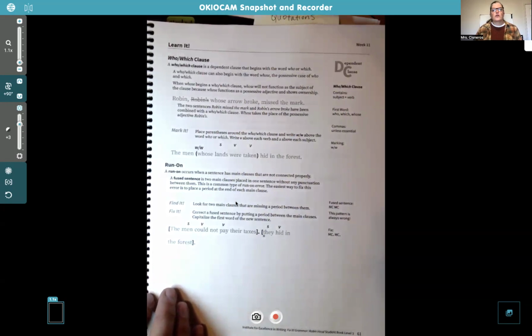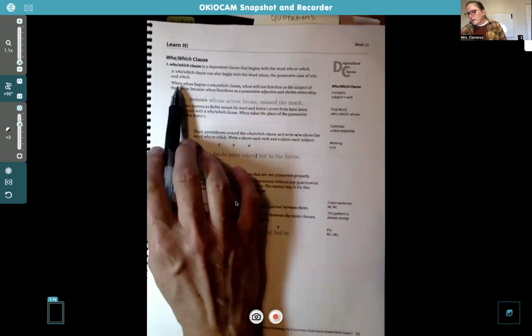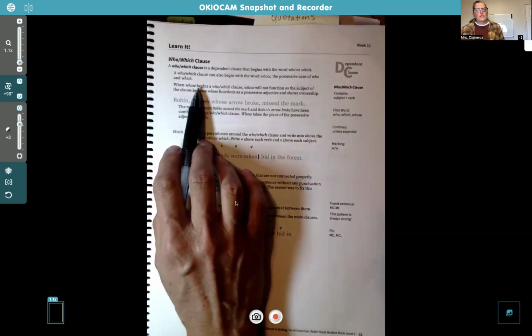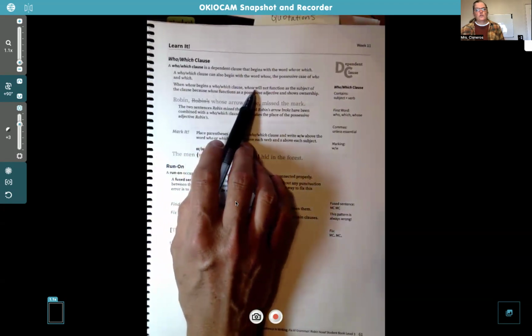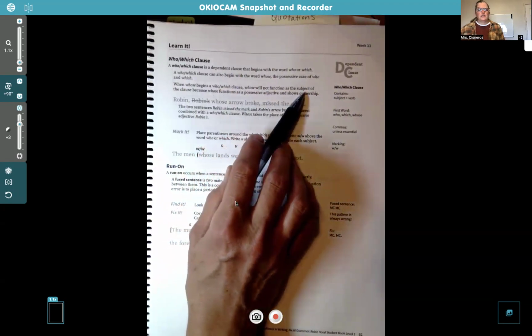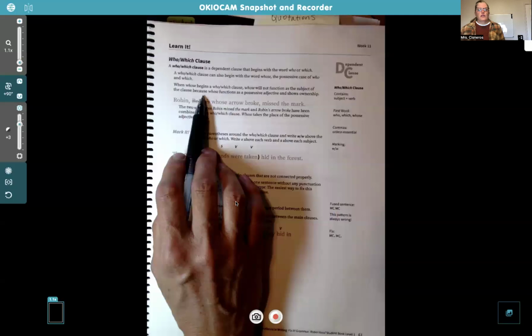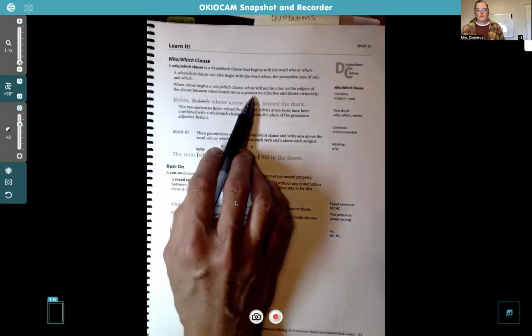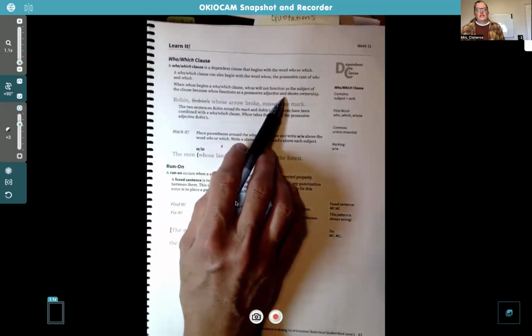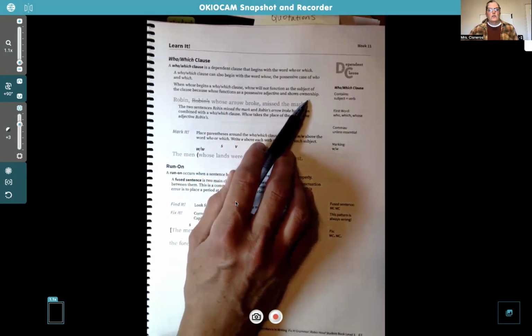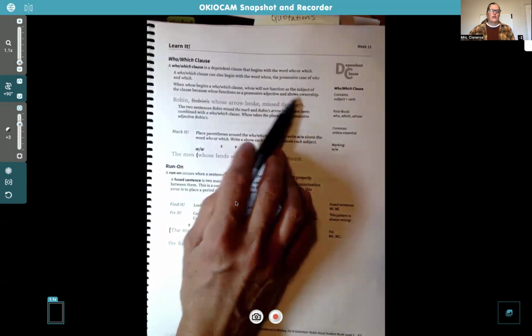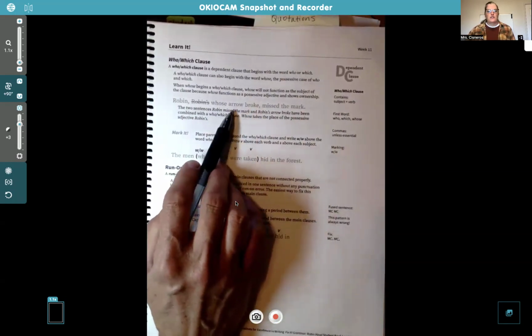You can use the word whose in the who, which clause. There is a note right here. When whose begins a who, which clause, whose will not function as the subject of the clause because whose functions as a possessive adjective and shows ownership. So there will be a different subject in the sentence if there's a who, which clause that has the word whose in it.